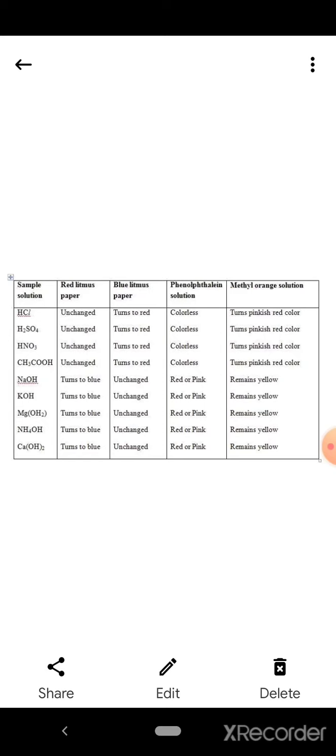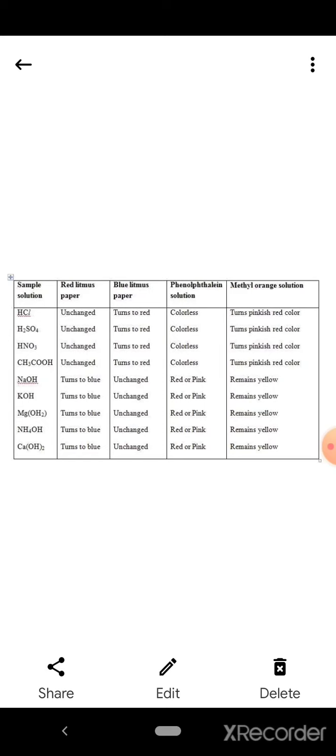Similarly is the case with nitric acid, that is HNO3, and acetic acid, that is CH3COOH. It does not show any effect on red litmus paper but turns blue litmus to red. Their solutions on addition of phenolphthalein indicator remain colorless, while if we add methyl orange solution, they change to pinkish red in color.